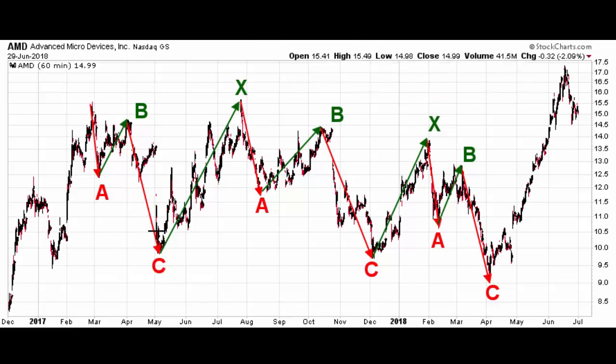Again, you get a nice 3-wave move to the downside here, then you get this X wave, and you can see this was not trendy action. That was not the resumption of the uptrend. AMD was not ready to resume its uptrend, so it continued to chop around in corrective fashion. You get the second ABC here, and again, you get an X wave. Still wasn't ready to resume. You get a third ABC pullback.